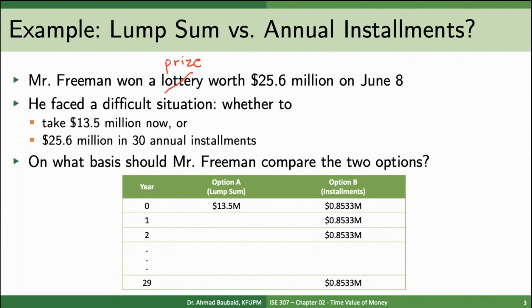Option A is a lump sum, which means it's one amount of money that you're given, and you're given it today at year 0. So Mr. Freeman is going to receive 13.5 million in option A today. Option B is the installment option, and so he's going to be receiving 25.6 divided by 30, which is just what you would expect. And he's going to receive that over the course of 30 years, from 0 to 29, that's 30 years total.